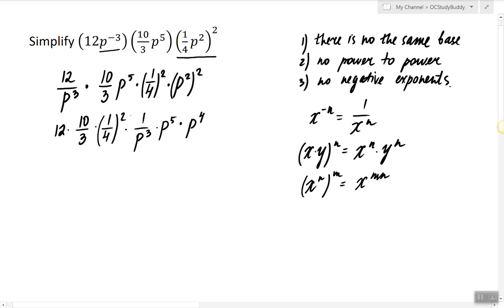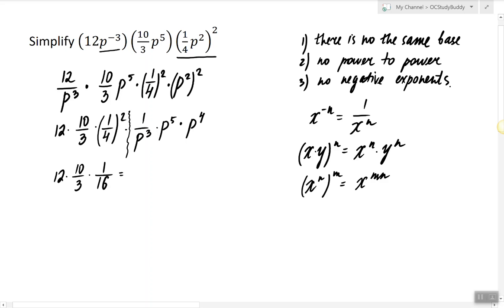And now we're going to break the expression into two parts, and we're going to work with the numerical part separately from the variable part. So let's compute what is 12 times 10/3 times 1/4 squared. By the way, 1/4 squared is 1 over 16.